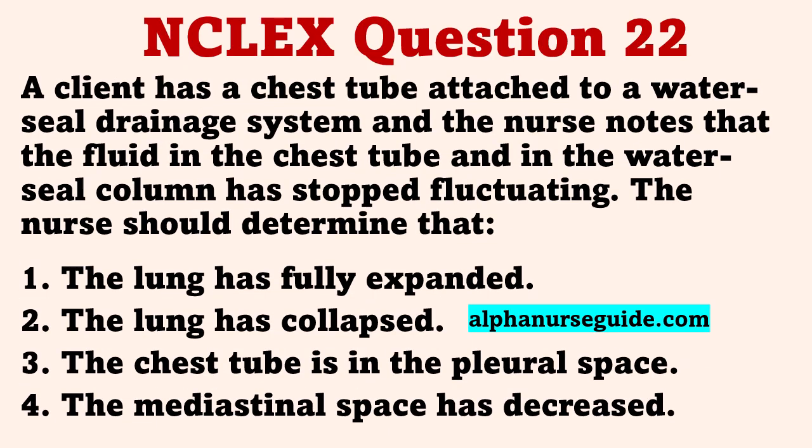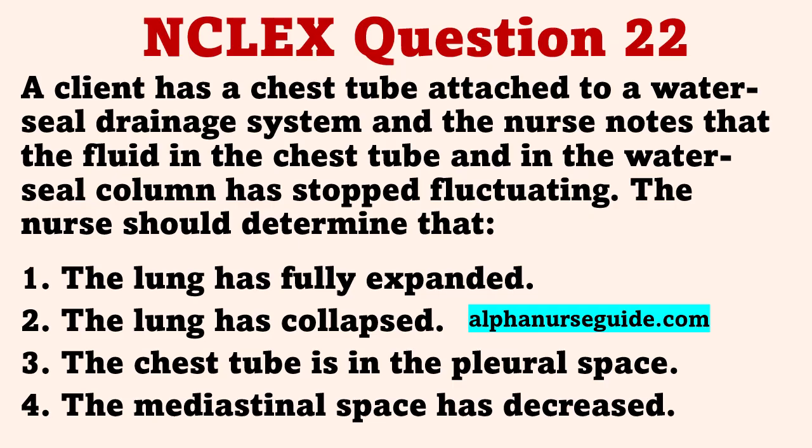A client has a chest tube attached to a water seal drainage system, and the nurse notes that the fluid in the chest tube and in the water seal column has stopped fluctuating. The nurse should determine that: 1. The lung has fully expanded. 2. The lung has collapsed. 3. The chest tube is in the pleural space. 4. The mediastinal space has decreased.